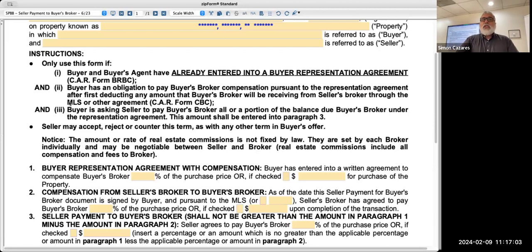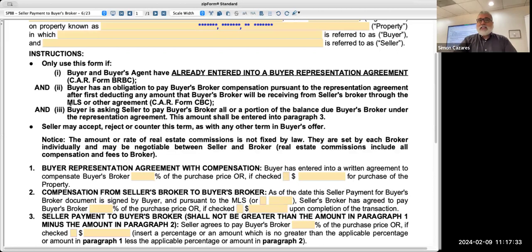Instructions: only use this form if buyer and buyer agent have already entered into a buyer representation agreement. Okay? How clear can we be on this? If you don't have a buyer representation agreement, do not populate this form, ladies and gentlemen. Okay? It's only if you do.